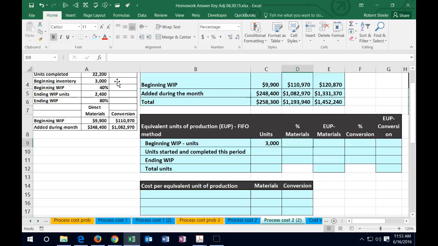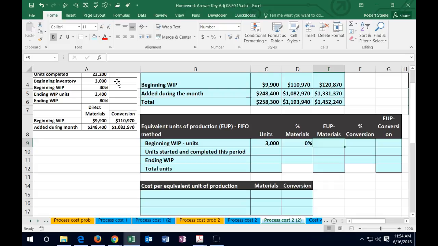So in terms of the raw material, when we think about a FIFO method, we're generally going to say that we're not going to have any conversion or any cost related to the material that's already in the process at the beginning. That's going to be a usual assumption under FIFO because all the material went in there last time. The only thing that's lacking in the process is going to be the direct labor and the overhead.